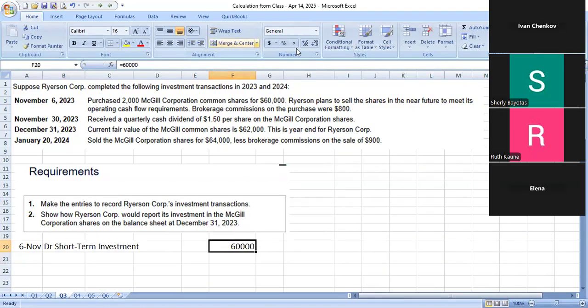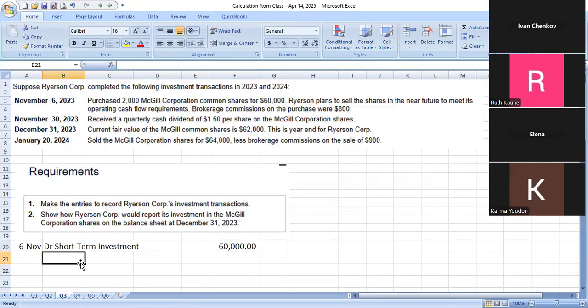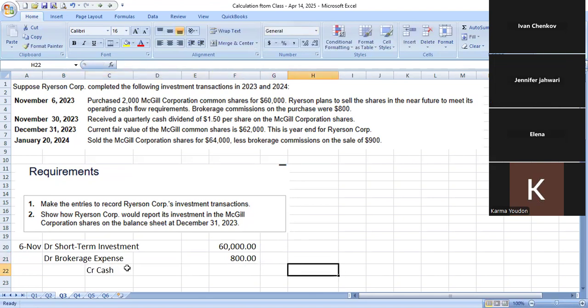Now, what else are we going to pay? Brokerage commission. That will be brokerage expense, for $800. And this investment is going to cost us, credit cash for the same amount, correct? This one plus that one. And we're done with this. Make sense? Yes. Now the next thing, what's the next thing that's coming?